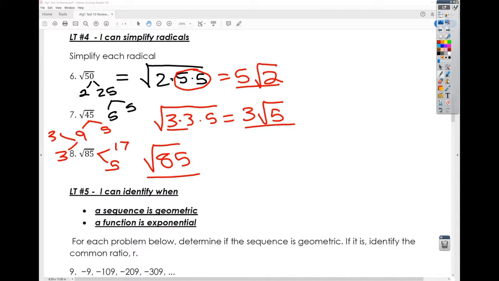Again, why? Because the prime factorization of 85 is just 17 times 5, and so you don't have anything that would pair up that you could pull out of the square root, as we did with the 3s on the previous problem and the 5s on the problem before that. Okay? All right, so let's keep on moving here.